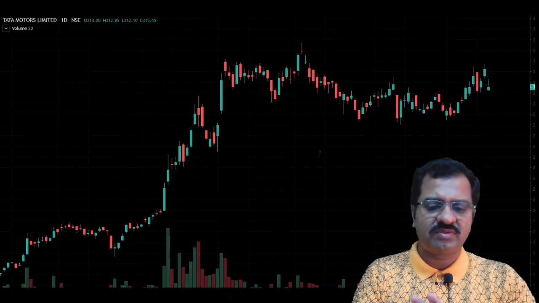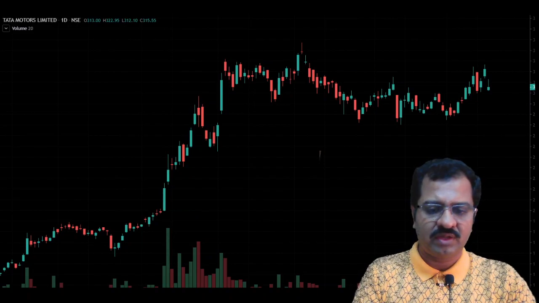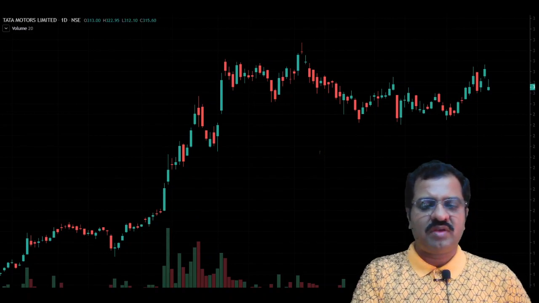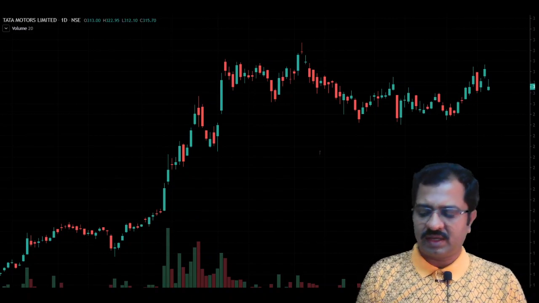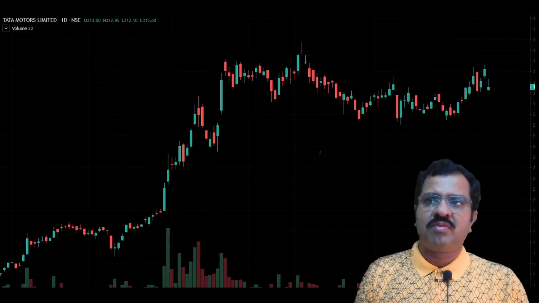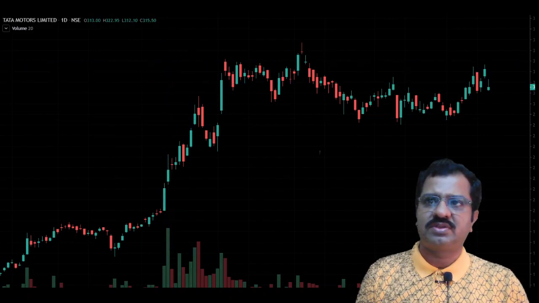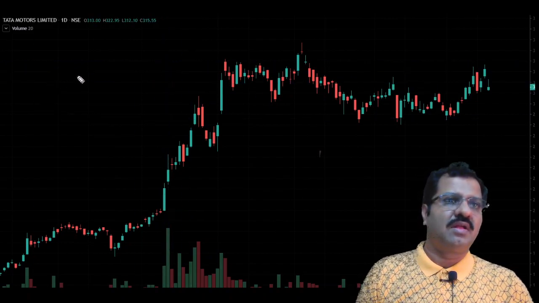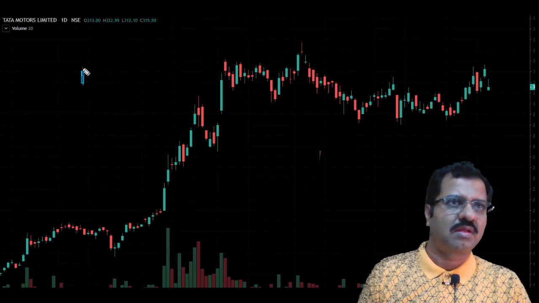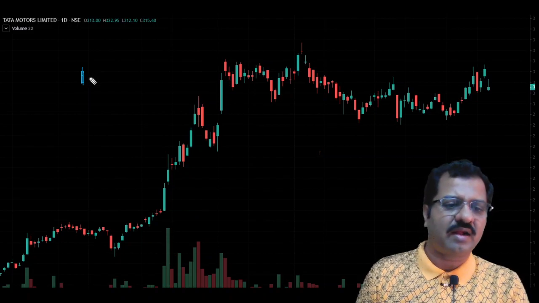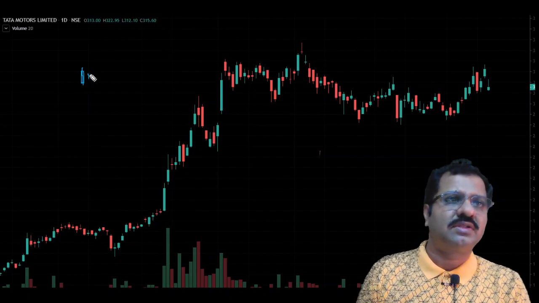Identification of the scripts is very simple. There is only one thing you have to check. You have to check the charts and see wherever this kind of structure is formed. There is this daily candle, and after that there is a small candle.